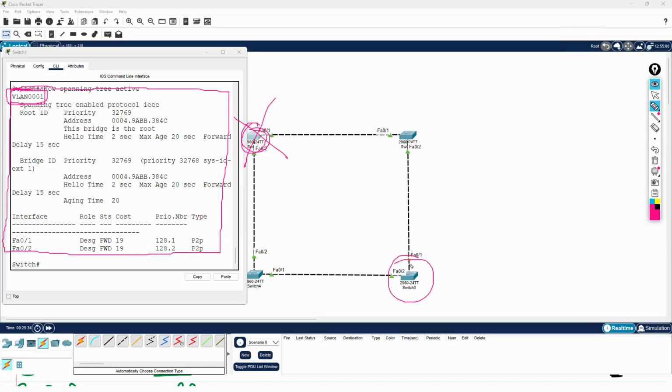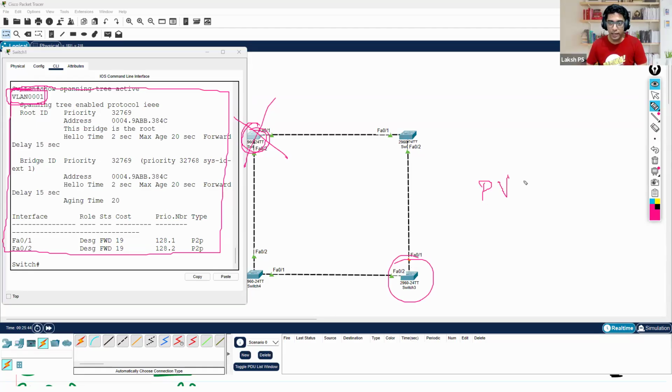Such a spanning tree, where you can have multiple spanning tree instances for different VLANs, we call a per VLAN spanning tree protocol. We'll talk about this later, but just to give you a heads up, you can create multiple spanning tree instances for different VLANs, and it is not necessary that a single switch has to be the root switch for all of those VLANs. For different VLANs on the network, you can have different root switches.